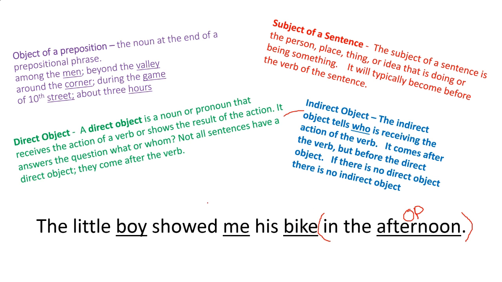There's no more prepositions. I'm going to go ahead and decide what the subject of the sentence is. The little boy showed me his bike. So who is the person showing the bike? Who is the person doing the action? It's the little boy. So the little boy is the subject. Okay? All right. Ask yourself now, go to the direct object. What is the little boy showing? It's receiving what is being shown, and that's a bike. So bike is the direct object.